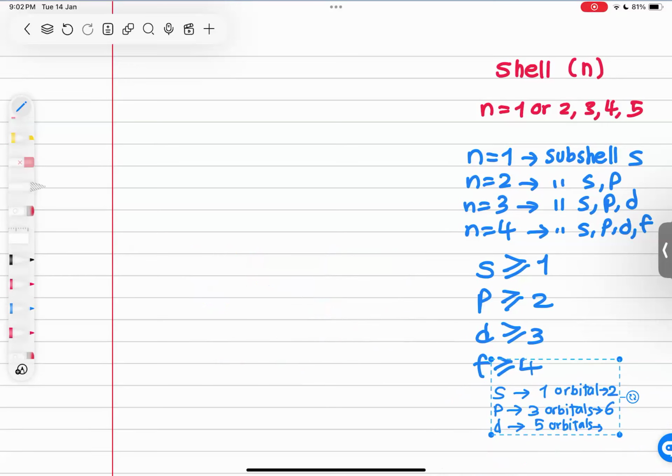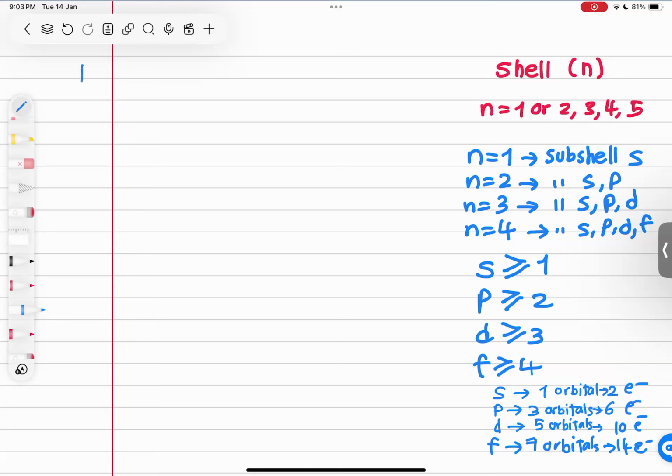And then the last one is f. f is 7 orbitals, and these 7 orbitals, each one carries 2, so 14. So here 10 electrons, here 14, here 6, here 2. So the shell is divided into subshells, and the subshells are divided into orbitals.